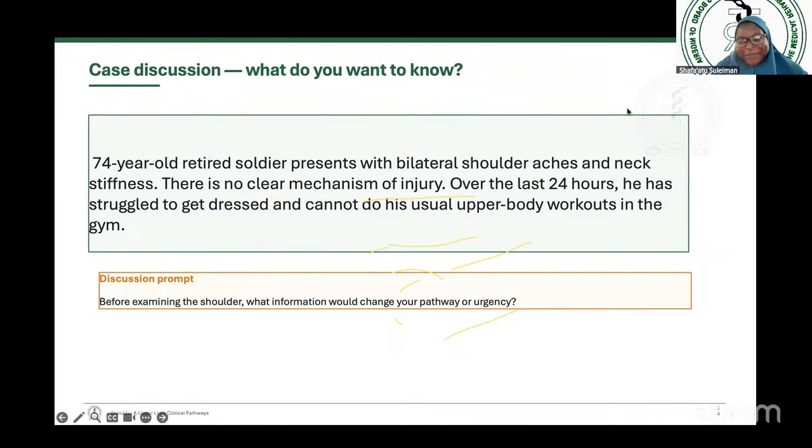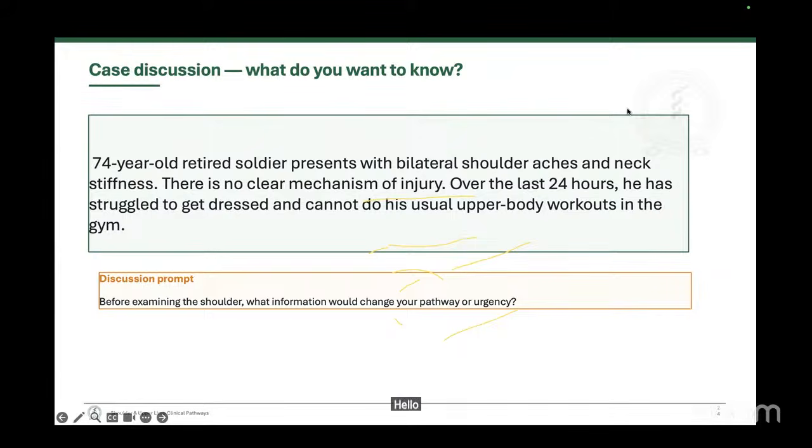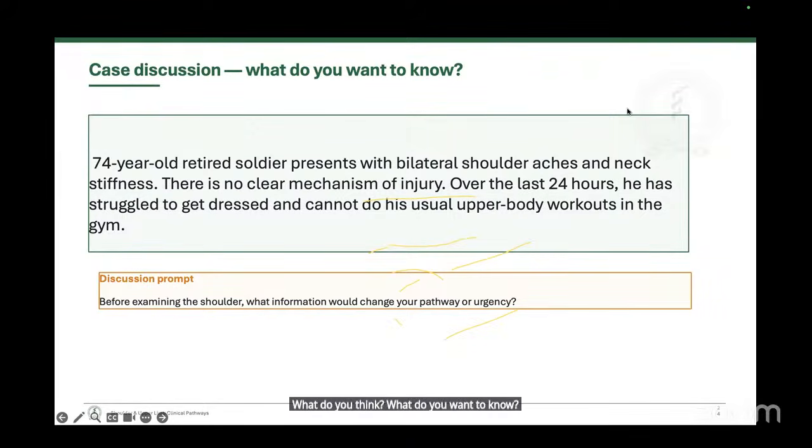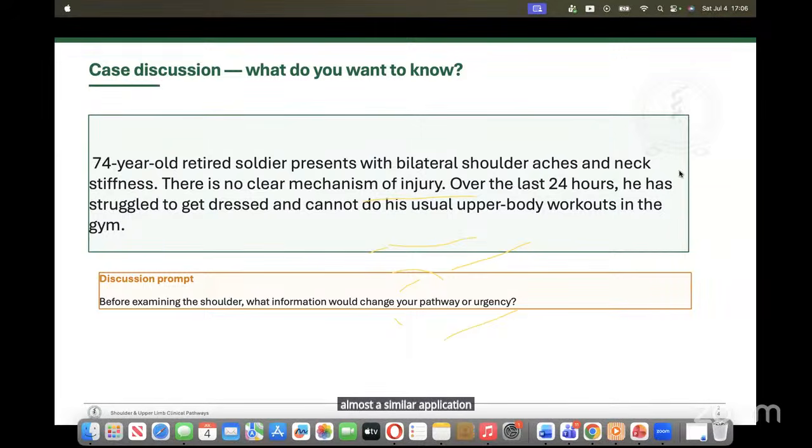Any other contribution, please? Hello, good evening, ma'am. Good evening, sir. Thank you for your contribution. Yes. I just want to share something. I got almost a similar patient, although the patient was not a soldier, he's an engineer.